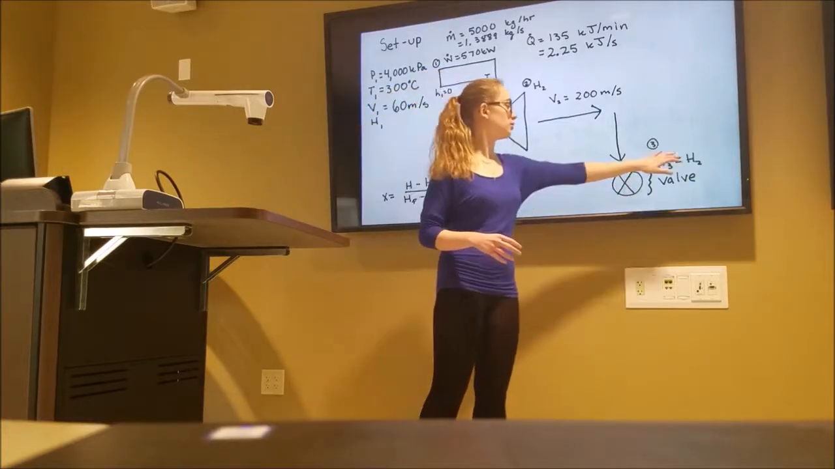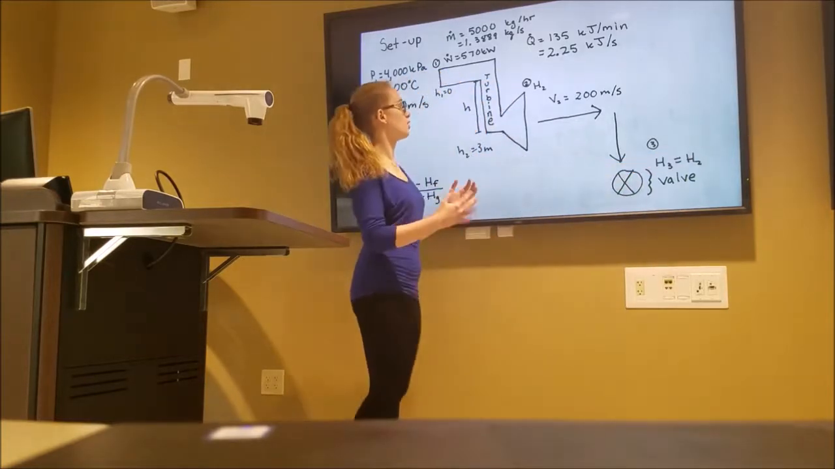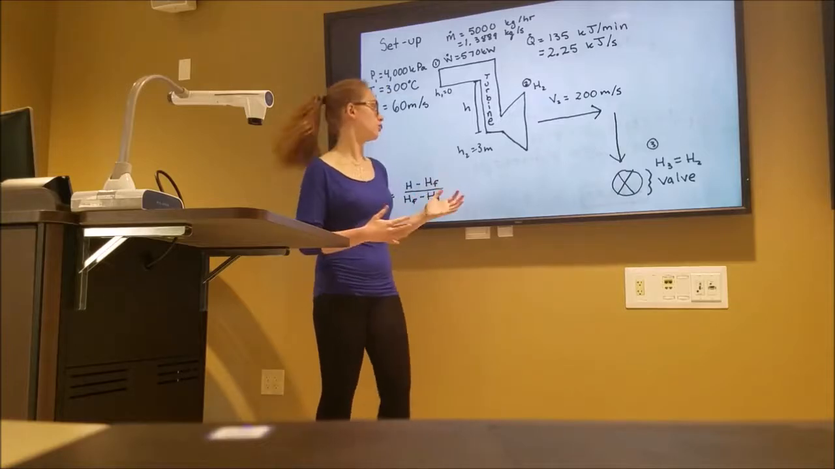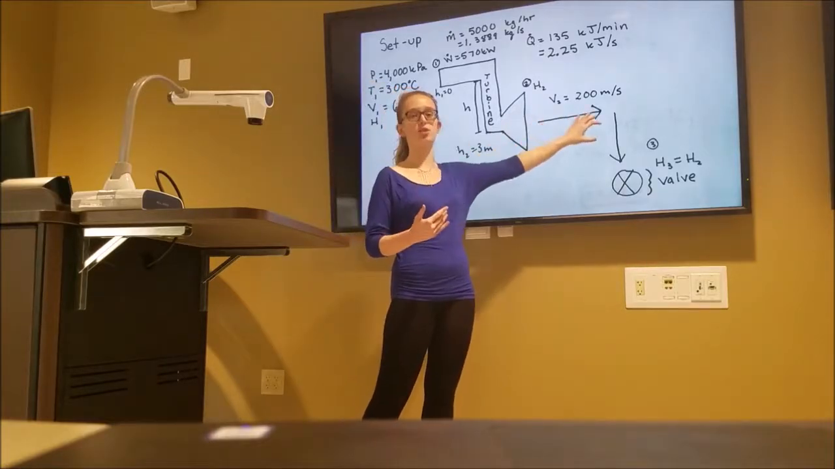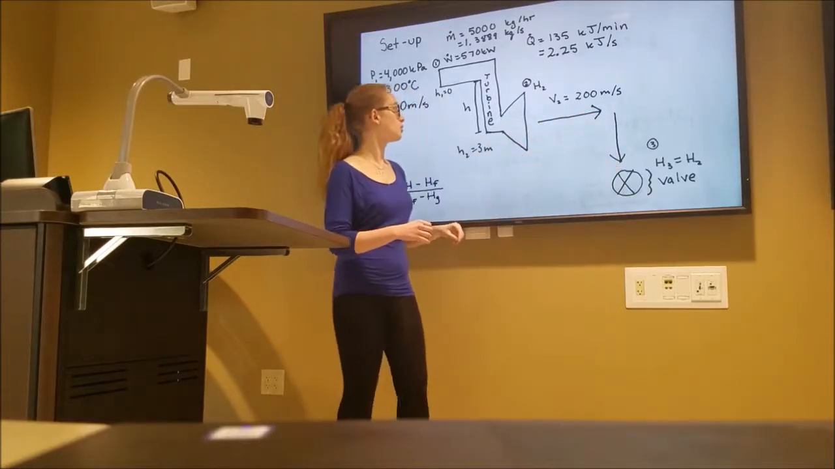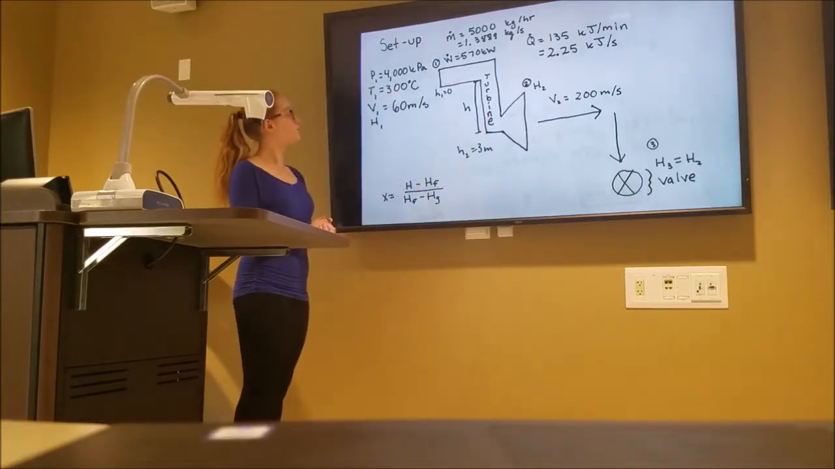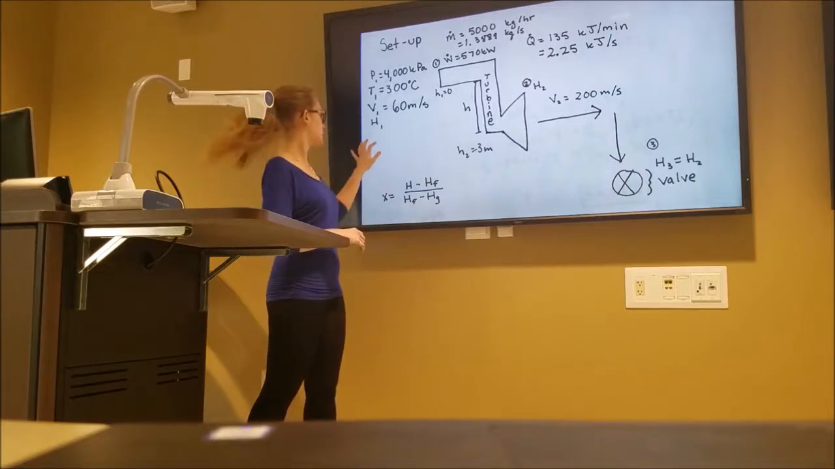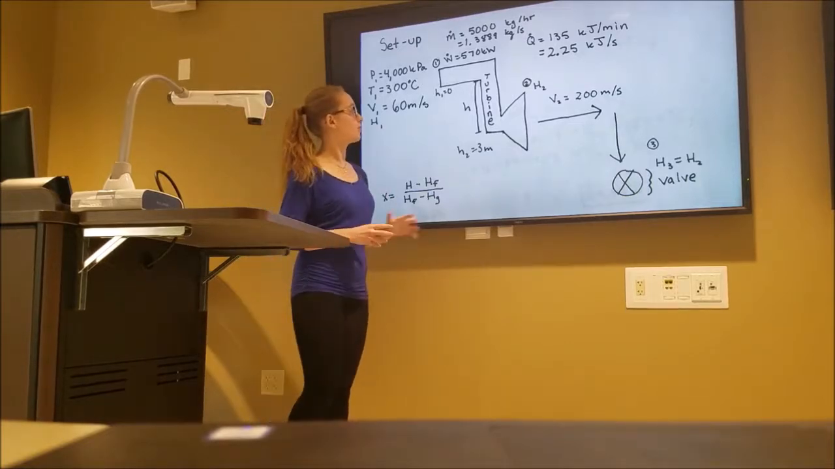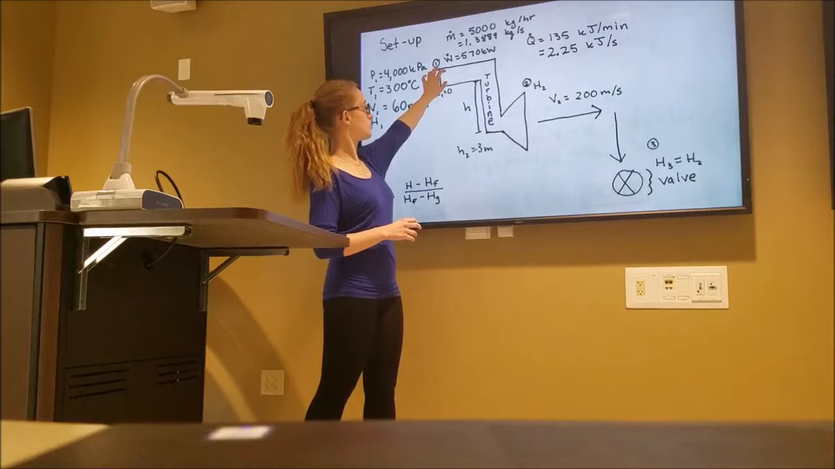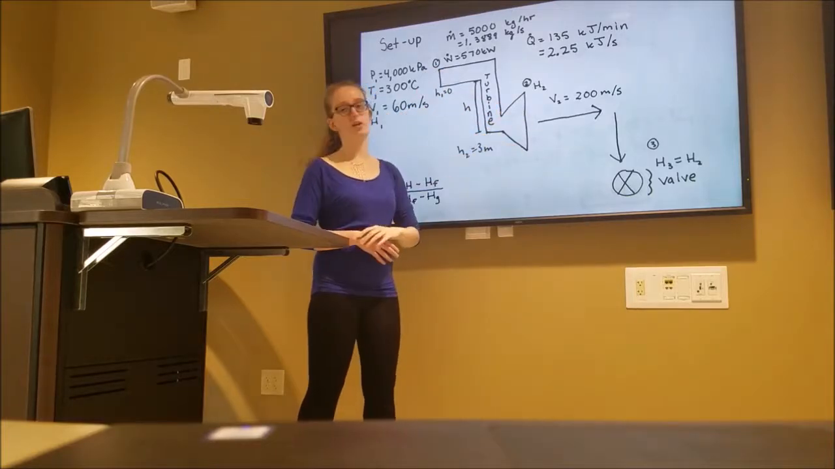H3 is going to be equal to H2 because there's nothing that will change the enthalpy between the steam leaving the turbine and entering the valve. So what we need to do is find H2. We're going to find H1 from a vapor table, and then find the change in H from the steam entering the turbine to it leaving the turbine in order to find H2.